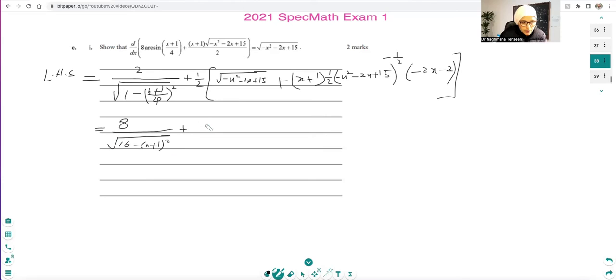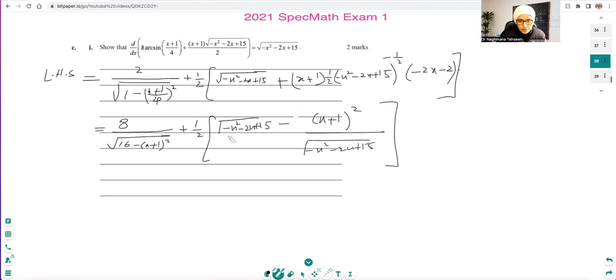And this would be 1/2 and square root of -x² - 2x + 15. And then doing this will give me -2(x + 1) over 2. That's 2 and 2 cancel out. We can take this 2 away over square root of -x² - 2x + 15.